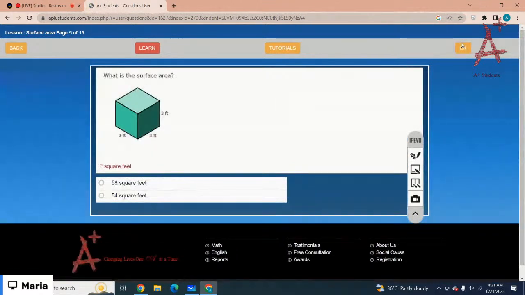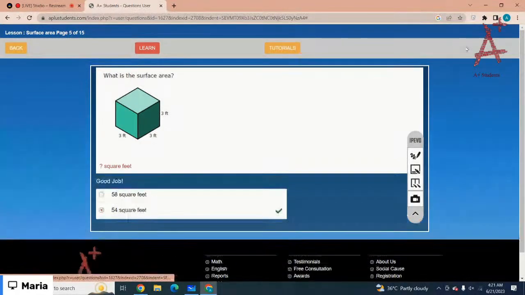Okay, what is the surface area you are given with the cube? So which is the correct option? So that is a cube. Area of one face is 3 times 3, 9. And the surface area of the cube is 9 times 6. That would be 54. Very good.